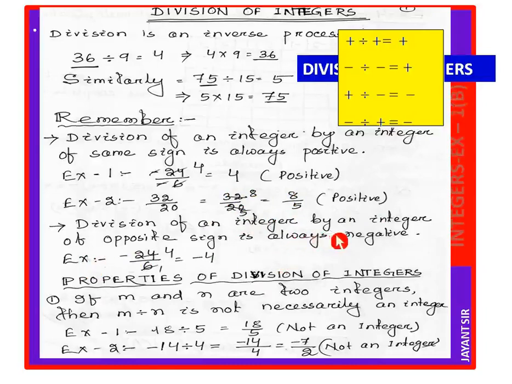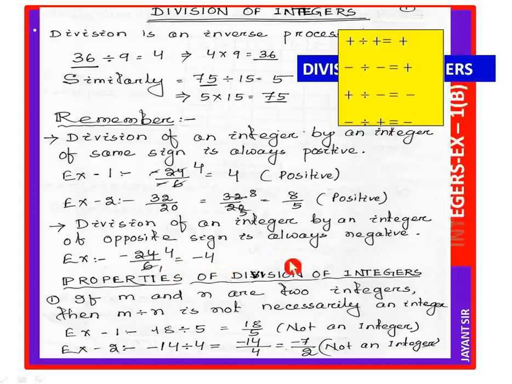Next, division of an integer by an integer of opposite sign is always negative. Opposite sign means one will be plus and the other will be minus. It will give negative, and if one is negative and the other is positive, it will also give negative. Example: minus 24 divided by 6, minus divided by plus equal to minus. So 6 fours are 24, minus 4, which is negative.